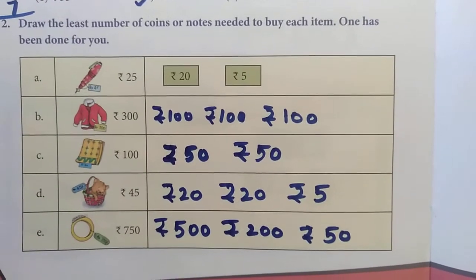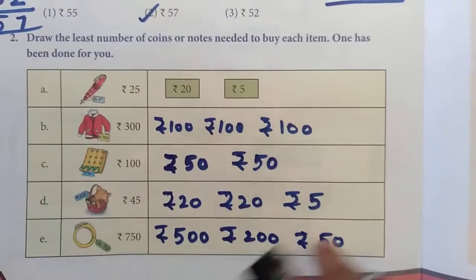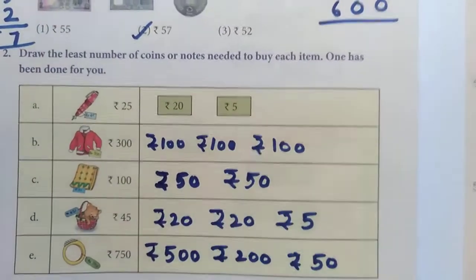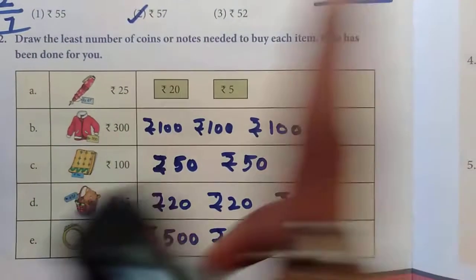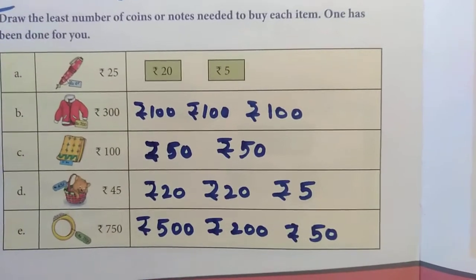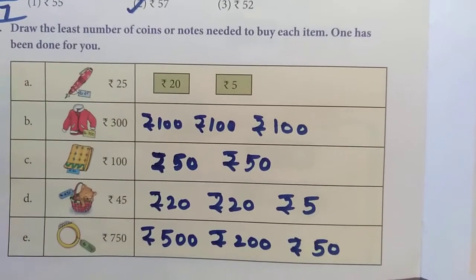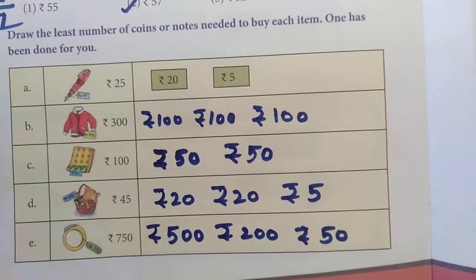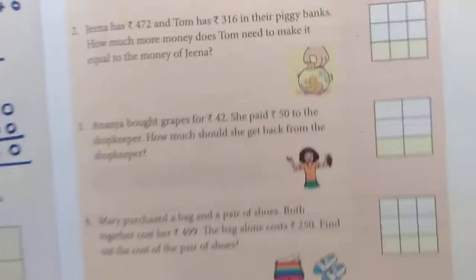Okay, understood this one? Your wish only. By the least number of coins or notes, you have to buy each item like this. Understood? Okay, very good. Then see the next one.